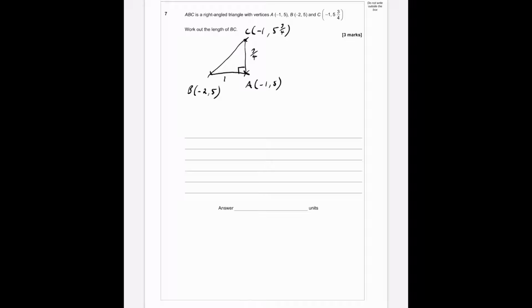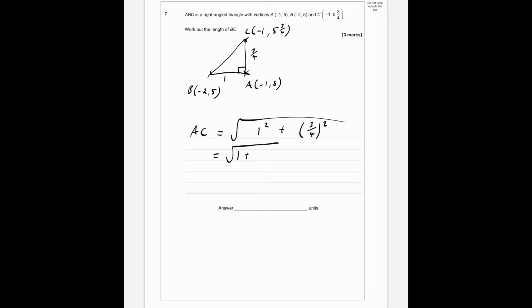Okay, we want to work out the length of B to C. Well, the base of the triangle is 1, the height of the triangle is 3/4. We can work those out just by comparing the coordinates and using Pythagoras on that. Square root of 1 squared plus 3/4 squared.